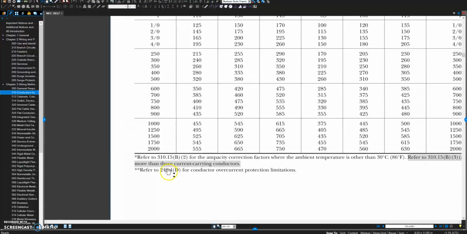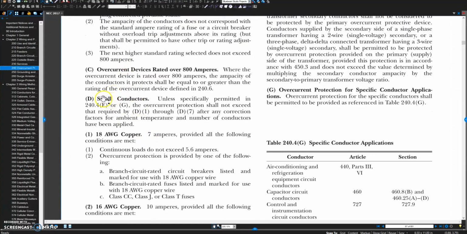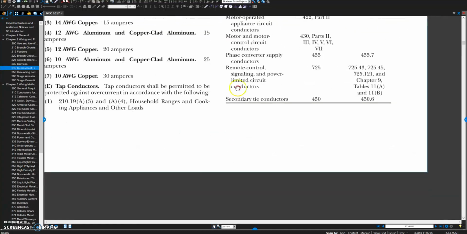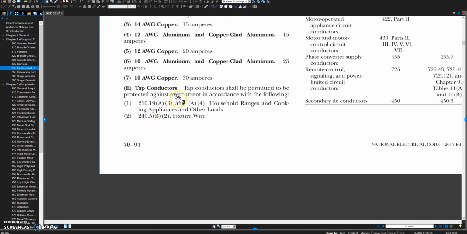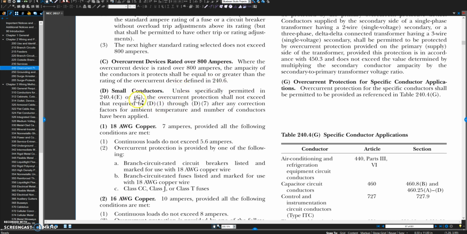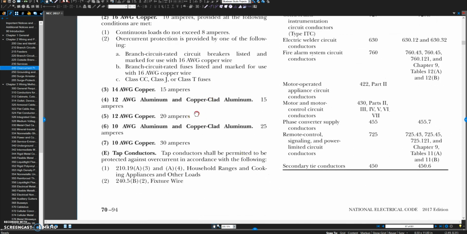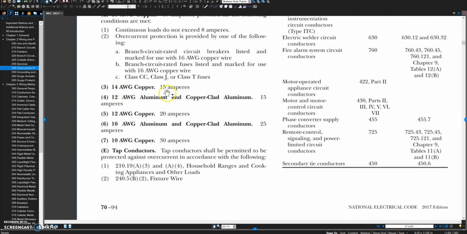Last thing I'm going to point out is this little note down here: refer to 240.4(D) for conductor overcurrent protection limitations. So we're going to go over to 240.4(D), which covers small conductors. If you're following along, this is page 70-94 in your code book. Small conductors: unless specifically permitted in 240.4(E) or (G), the overcurrent protection shall not exceed that required by (D)(1) through (D)(7). Long story short, for a 14 gauge copper wire, the biggest breaker I can put on that generally is a 15 amp breaker.